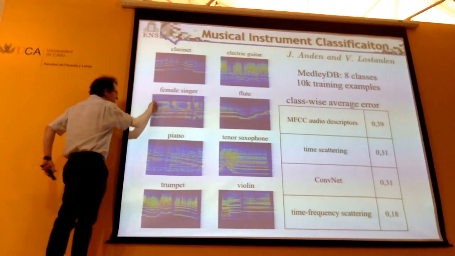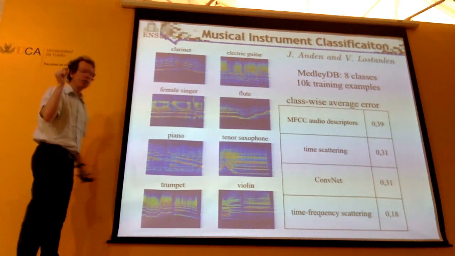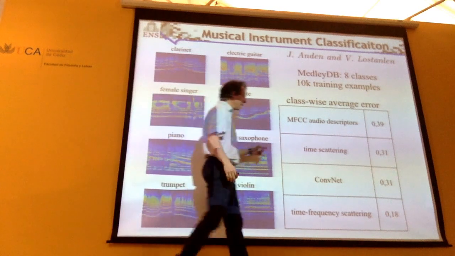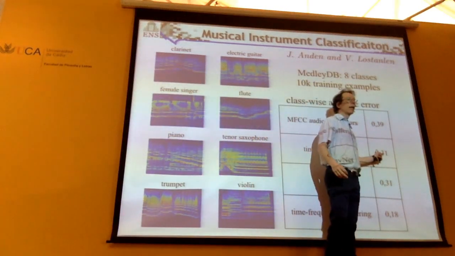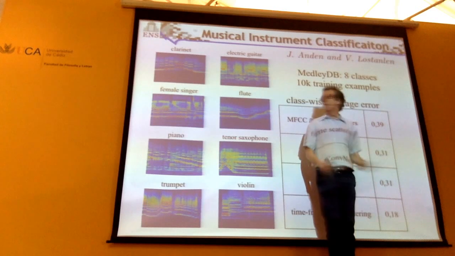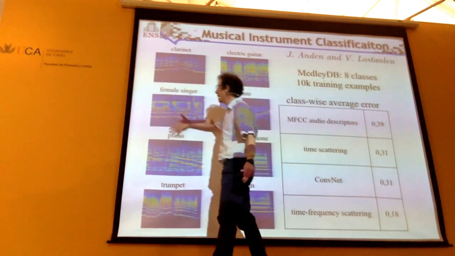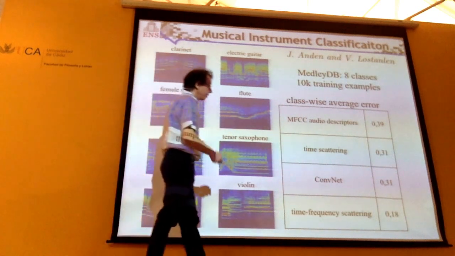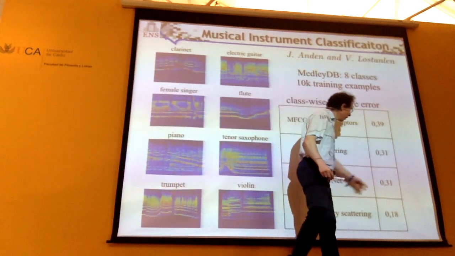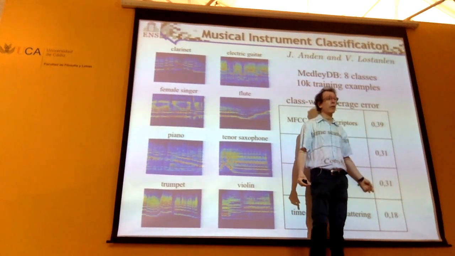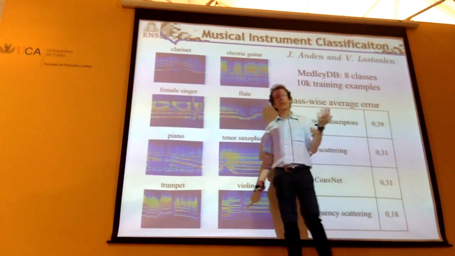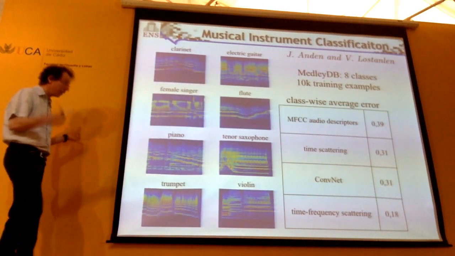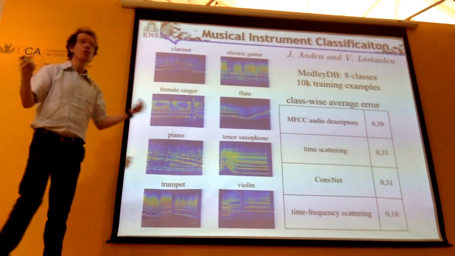Basically, what it computes is local descriptor at the scale of 25 milliseconds. If you just do a scattering in time, you don't do much better. Why? Because a lot of structure is really a 2D structure. If you do a convolution net, this is done by the authors, the convolution net in this case doesn't do much better. Why? Because you have few samples per class. You don't have so many, and maybe also the guys who did it were not used to get the best.